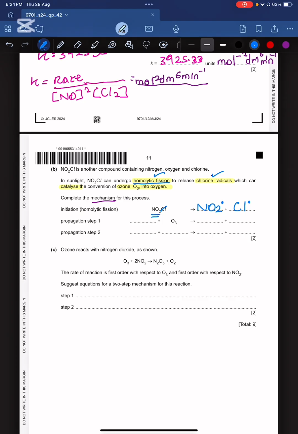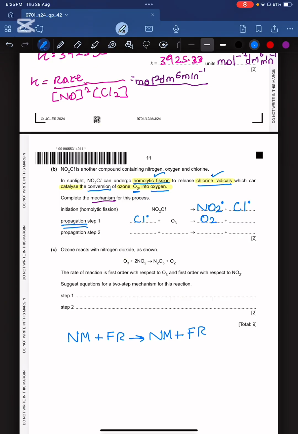This is why I wrote NO2 radical here, which can catalyze the conversion, meaning the chlorine radicals are catalyzing the conversion of O3 into oxygen, which means this goes into oxygen. And now what am I left with? Always remember, in propagation, I will have a normal molecule, short for NM, and a free radical, which gets converted into another normal molecule plus the free radical.